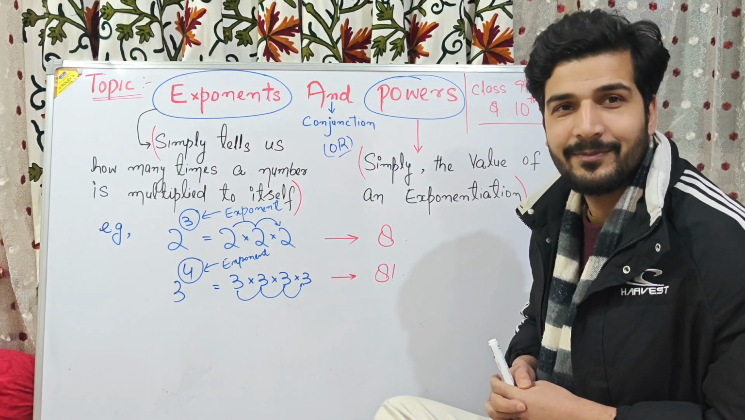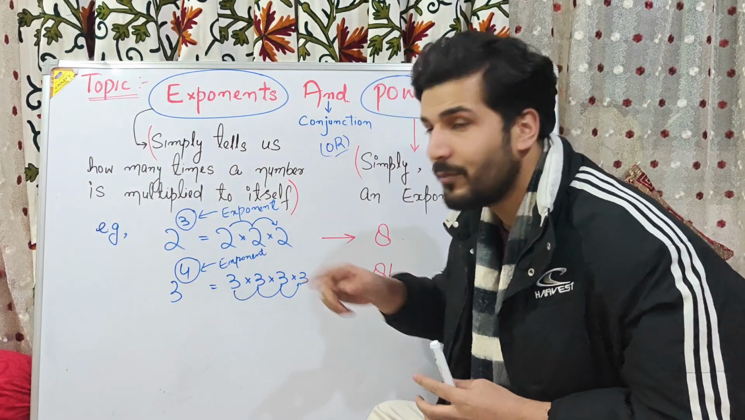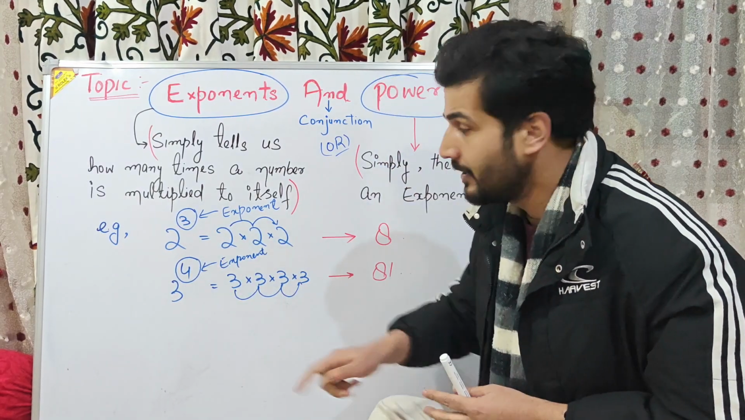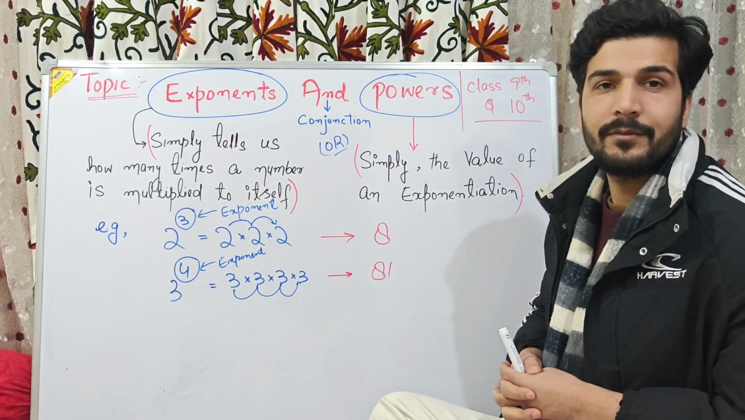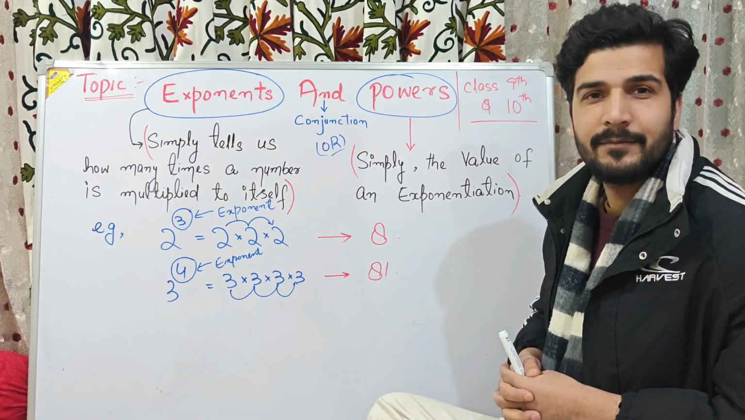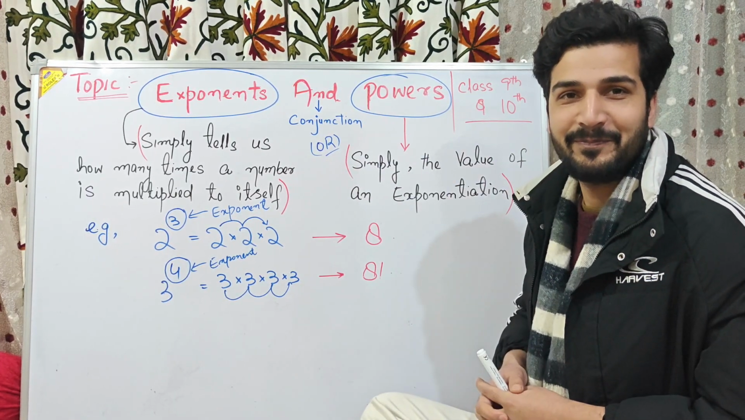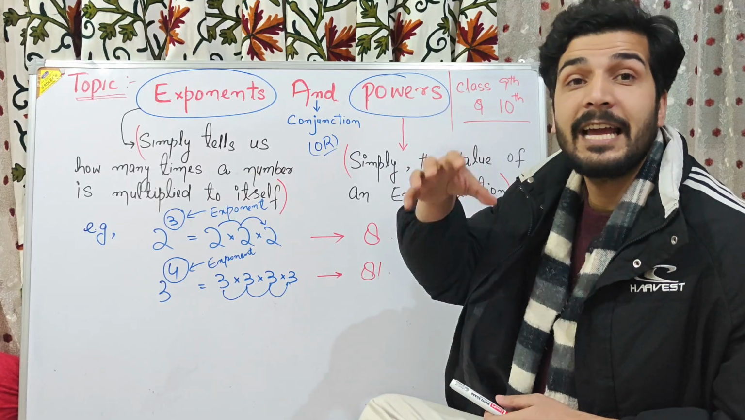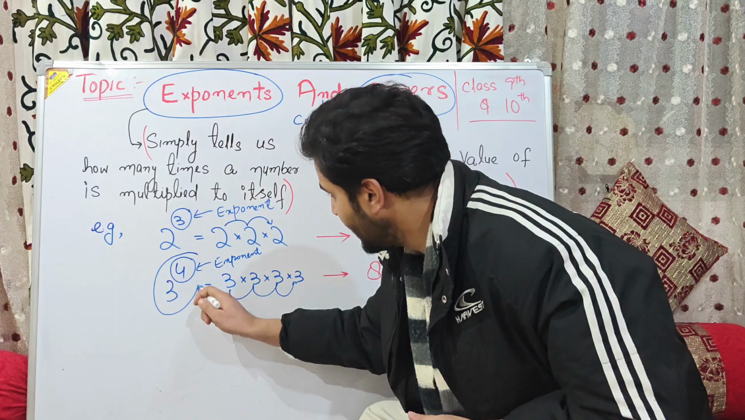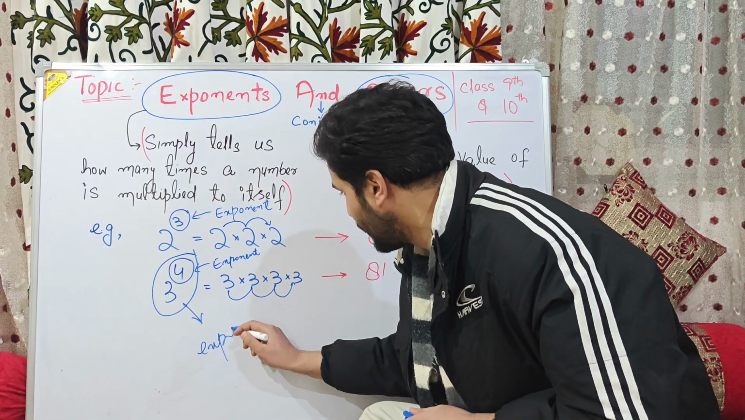If this is an exponent, then what are powers? We cannot call it 2 raised to the power 3 or 3 raised to the power 4. We simply call it 2 to the exponent 3 and 3 to the exponent 4. This is an exponent, right? But what are powers in mathematics? Power is nothing but the value of the exponentiation. So what is an exponentiation? The whole term 3 raised to 4, we call an exponentiation.